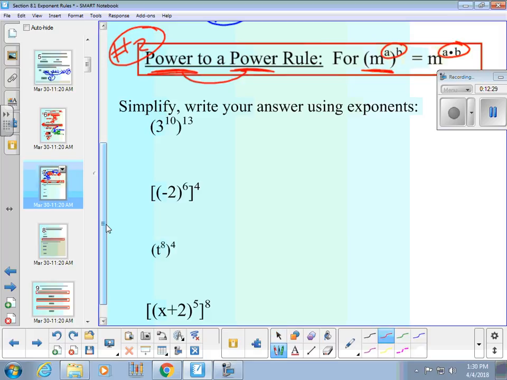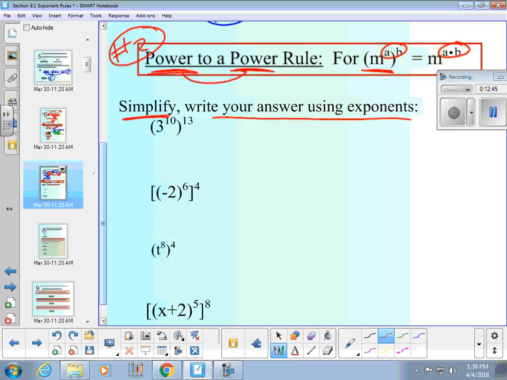So this first one, 3 to the 10th to the 13th power. That'd be a lot of 3's multiplied out together, and it'd be some huge number, but it doesn't say evaluate. It just wants me to simplify. So I don't need to write out some big number for the answer. I just want to write my answer using an exponent.